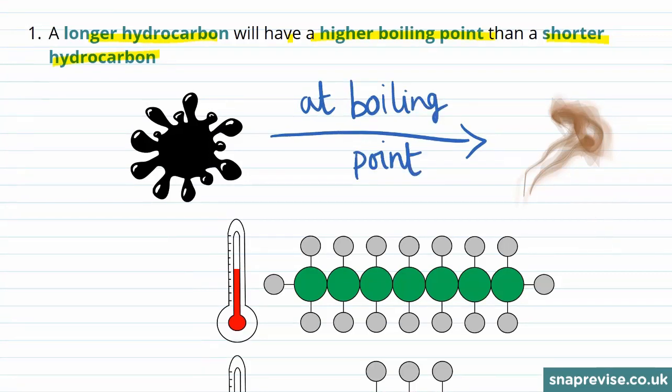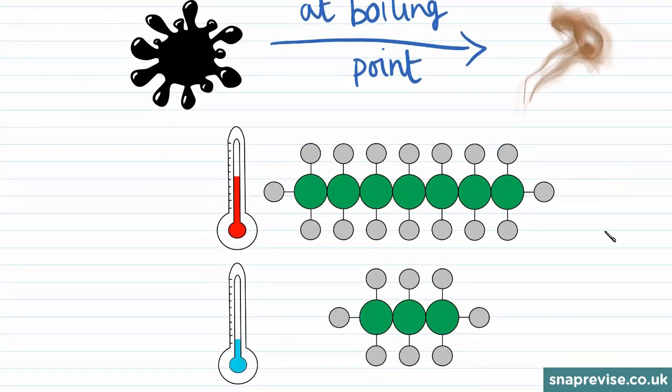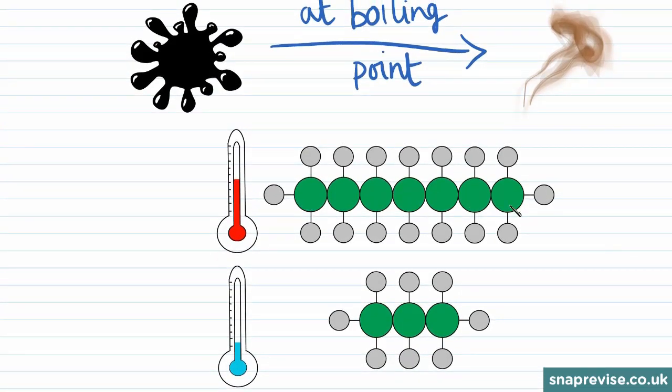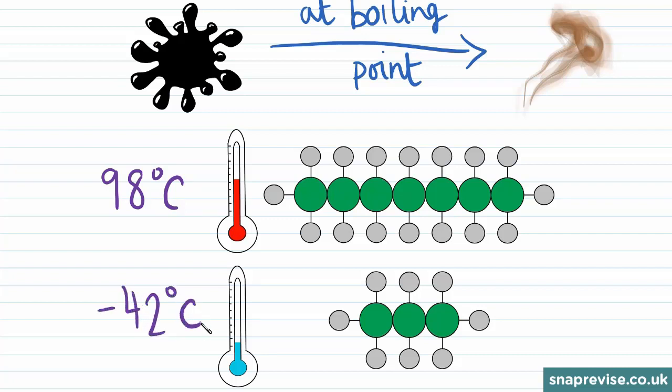For example, the boiling point of heptane, which is the alkane with 7 carbons, is 98 degrees Celsius. Whereas the boiling point of propane, which is the alkane with 3 carbons, is minus 42 degrees Celsius. You can clearly see that increasing the length of the hydrocarbon chain from propane to heptane has led to a significant increase in the boiling point.